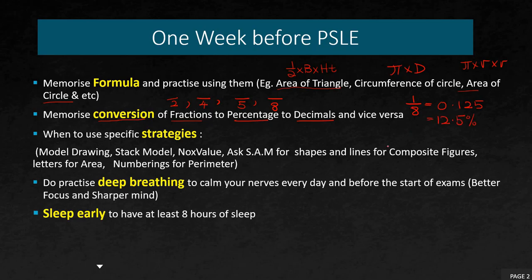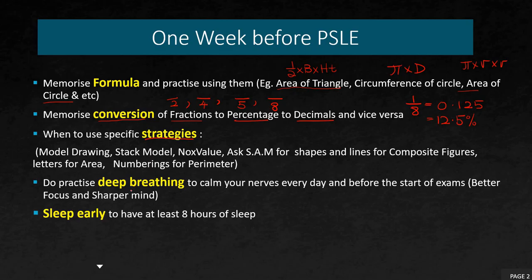So memorizing all this will help you to save time for your Paper 1, because you can't use a calculator for Paper 1. Please memorize all the conversions 1 week before and try to test each other with your friends on the conversions, so that you're not just helping yourself, you're also helping your friends, and your friends are helping you as well. Next, when to use specific strategies.